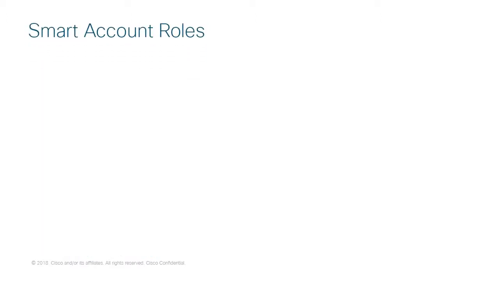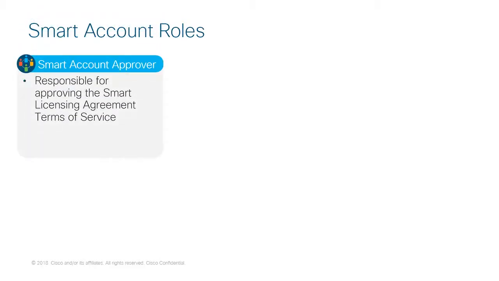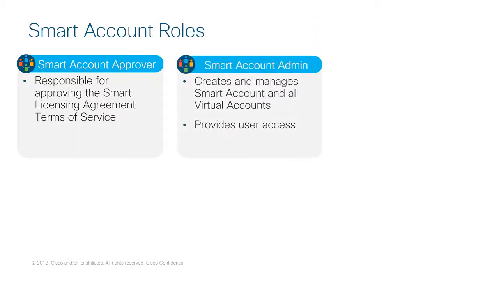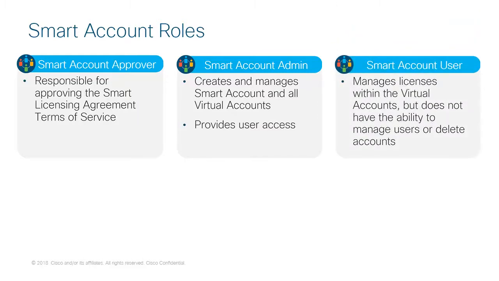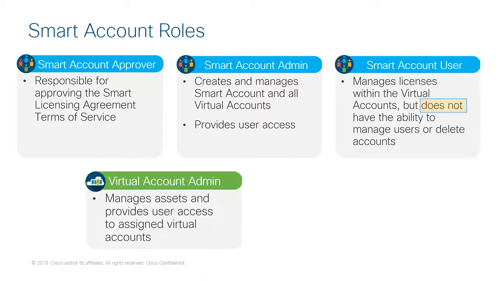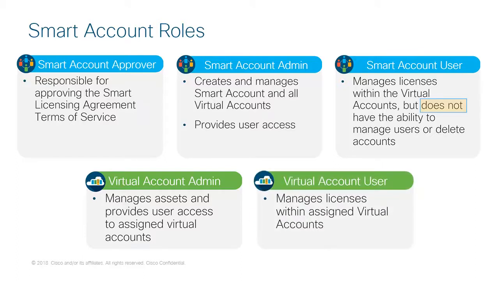It's important to understand the different roles you can be assigned in a Smart Account because your role determines what you can access and manage. Smart Account approvers are responsible for approving the Smart Licensing terms of agreement. Smart Account administrators create and manage the Smart Account, any virtual accounts, and enable user access. And Smart Account users manage licenses within all virtual accounts, but do not have the ability to manage users or to delete accounts. Within a virtual account, you can be assigned one of two roles. Virtual account administrators manage licenses and provide users access to their assigned virtual account. And virtual account users can manage the licenses only within their assigned virtual account.